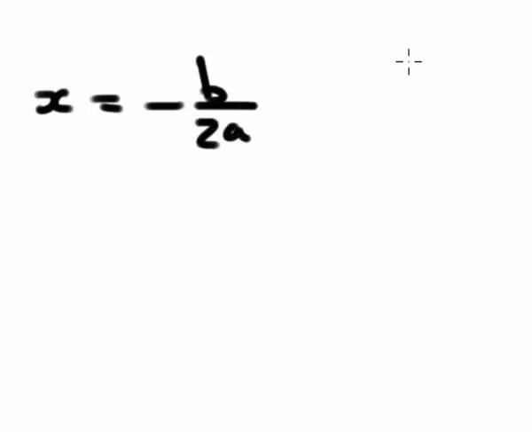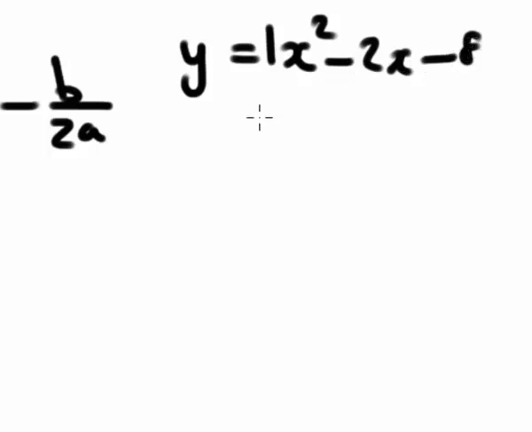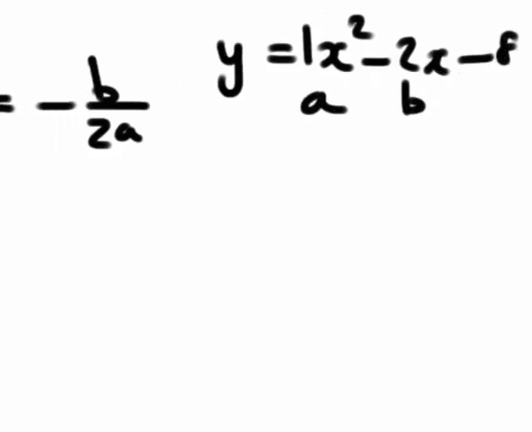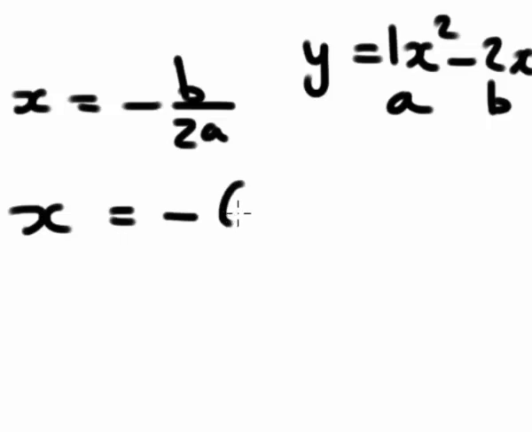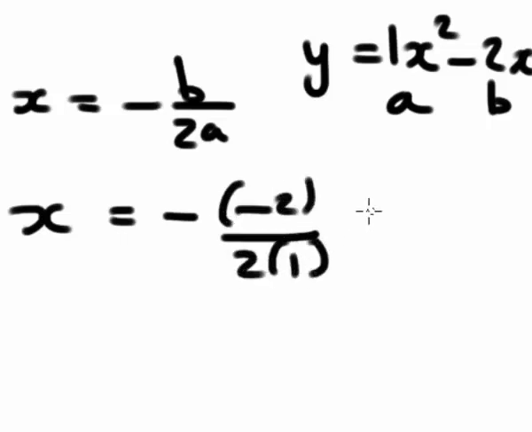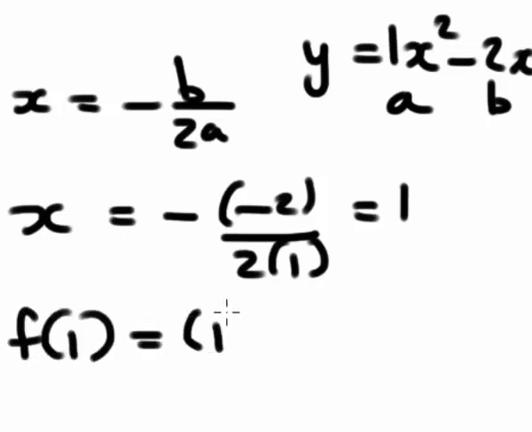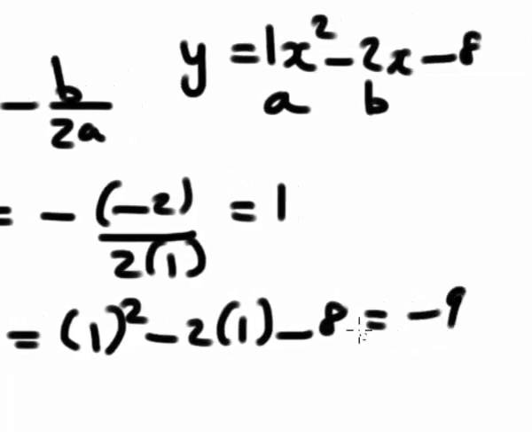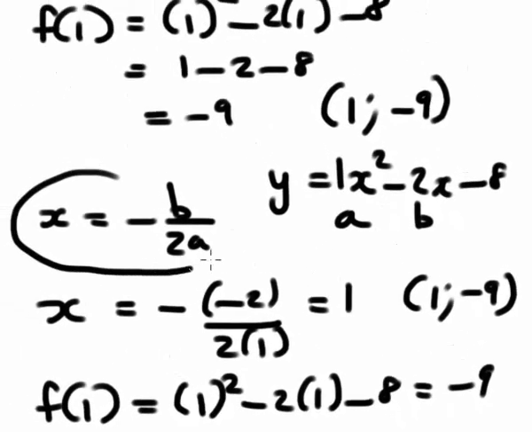If you opted to use, say, x is equal to minus b over 2a, then remember that you've got 1x squared minus 2x minus 8. There's your a and your b. So that would be x is minus b all over 2a, which of course is 1. And how do we get the original? By working out the f of 1, which is 1 squared minus 2 times 1 minus 8, which of course is negative 9. And once again, you get your turning point. This is using minus b over 2a.